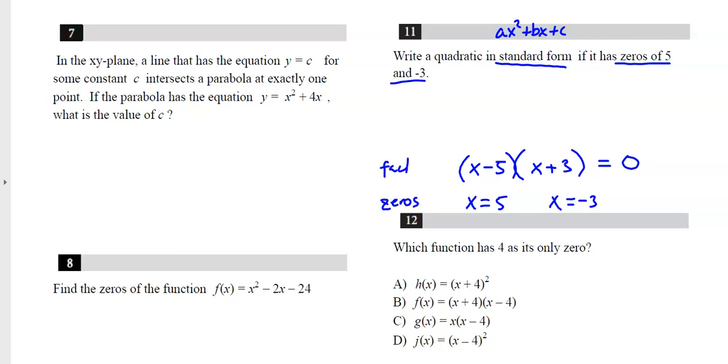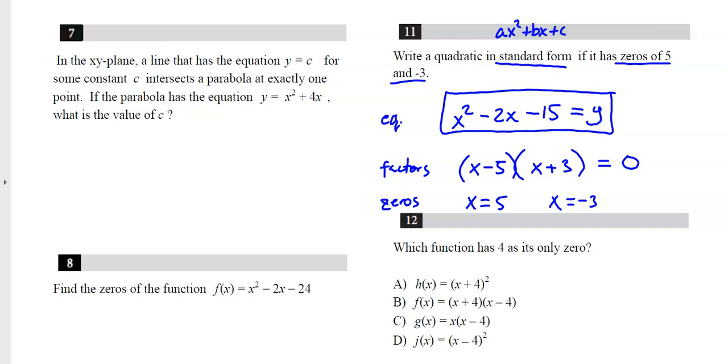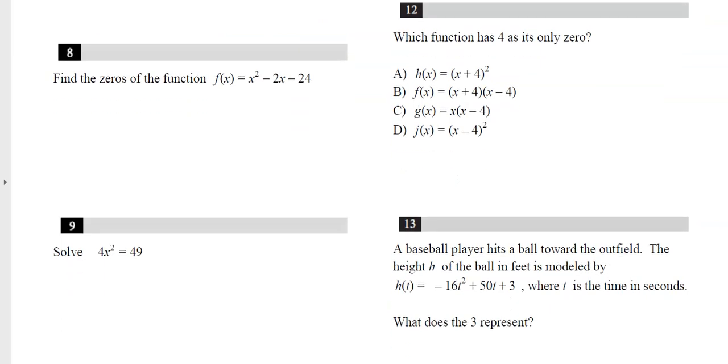These are the factors. And then I can multiply the factors out to get the actual equation. I can just do my normal multiplying here. And this is just x squared minus 2x minus 15. So there was the original equation that gave me those zeros for answers. So it's just kind of going backwards. Number 12, which function has 4 as its only 0? Well, if 4 is my only 0, that means x minus 4 is the only factor.